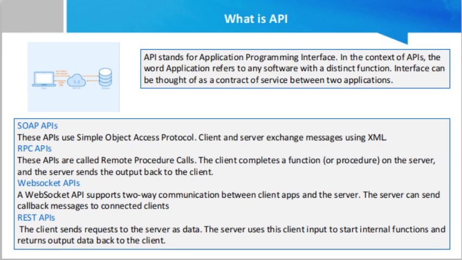Next is the RPC API. These APIs are called remote procedure calls. The client completes a function or procedure on the server and the server sends the output back to the client.